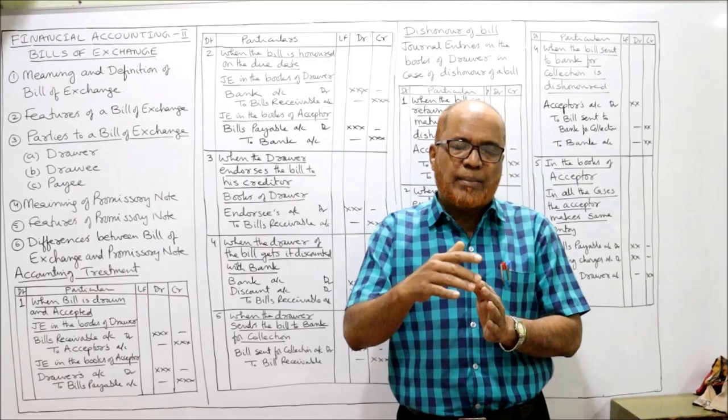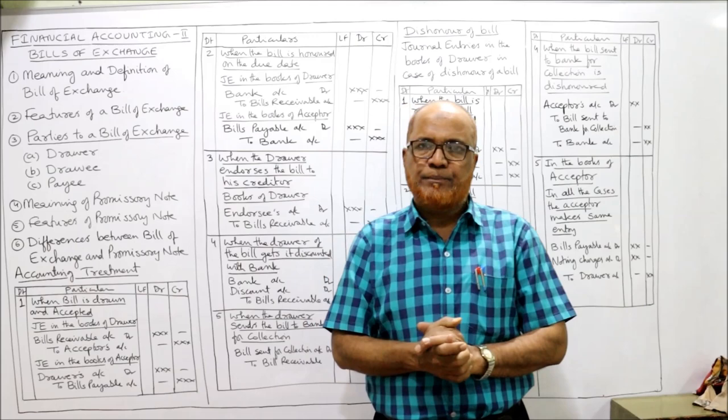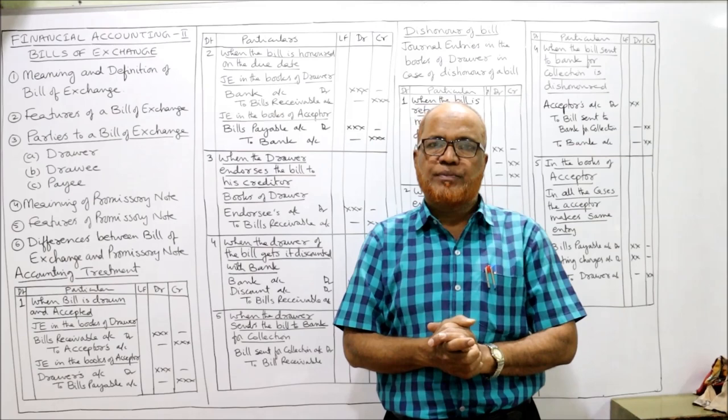Suppose there is a transaction of buy and sell between A and B. A sold the goods to B. B will say that I will pay the amount after 3 months. There is a credit transaction. Credit sale by A to B. A is the seller, B is the buyer.